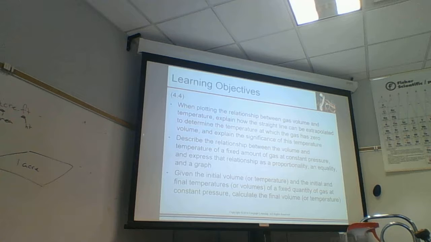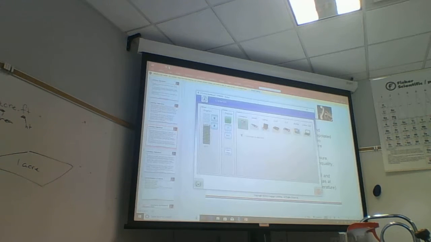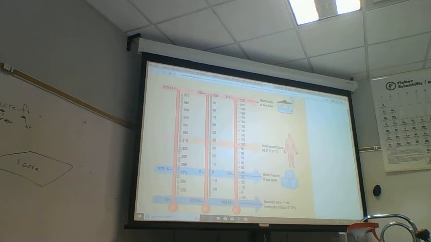Let's start off with observations. Do you guys remember the density of water? Is the density of water fixed at 1.0 grams per milliliter, or does the density of water change with temperature? It changes with temperature. And do you remember what that graph looks like for the density of water? Let's take a look at this really quick.